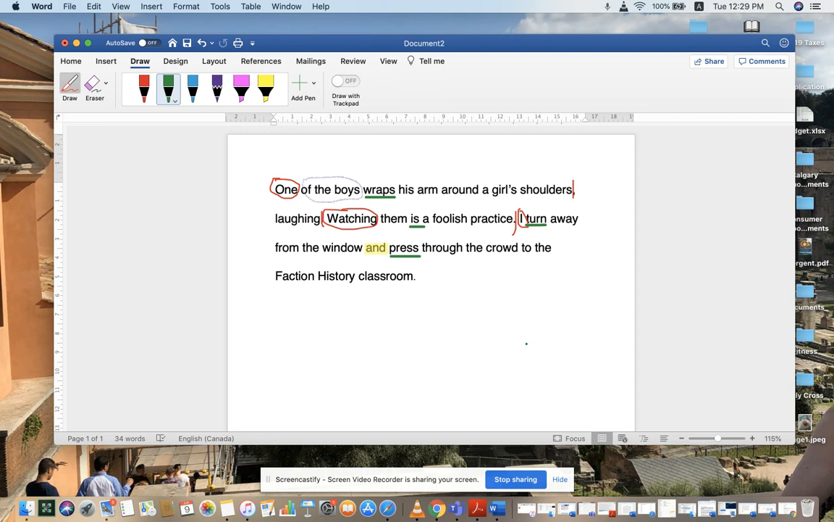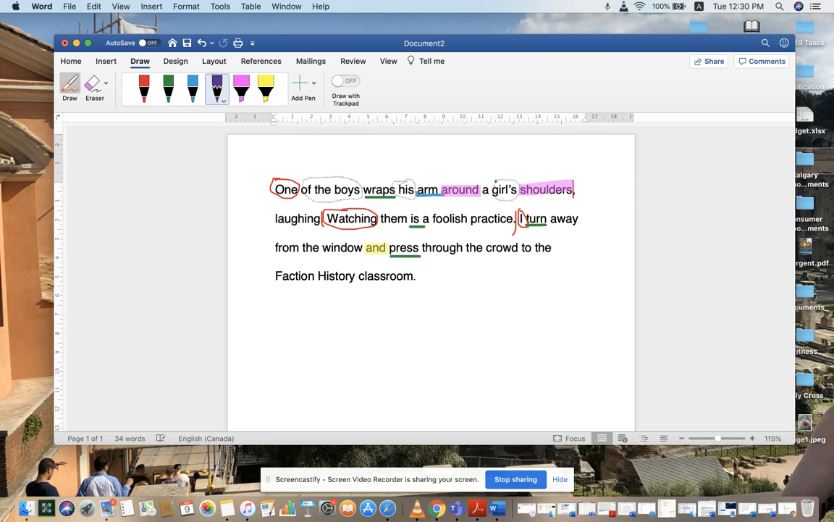So originally I thought, yay, we're only going to get 3 subjects and 3 predicates. It turned out that we have 3 subjects and 4 predicates, one of which is dependent on this subject right there. So let's go back to the first sentence. So we got one of the boys, predicate wraps, and wraps what? Okay, so there's the arm, that is the direct object, and the possessive is whose arm? It's his arm, okay? Around is a preposition. Around shoulders, okay? Object of preposition, and whose shoulders are those? Those are the girl's shoulders.